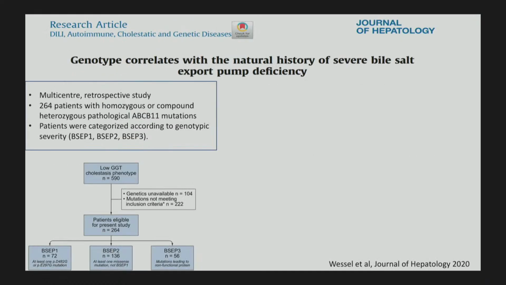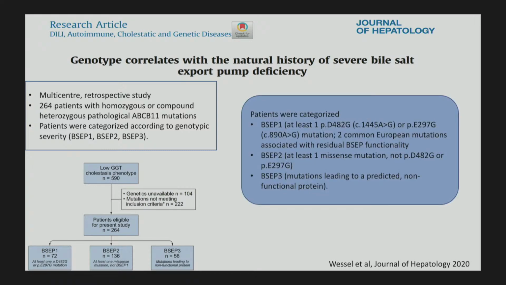Now, coming to PFIC type 2, that is a severe form. We also need to identify which subtype of PFIC type 2 is causing the severity. So they have done a genotype correlation in this study, where they identified 3 different genotypes in PFIC 2, that is BSEP 1, 2 and 3.